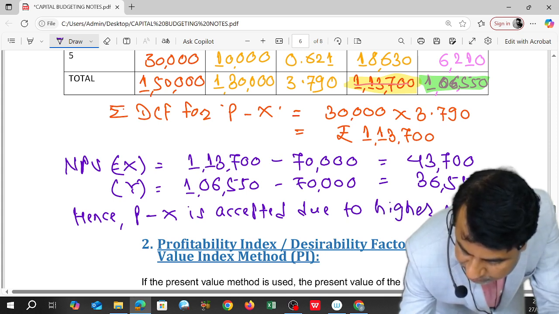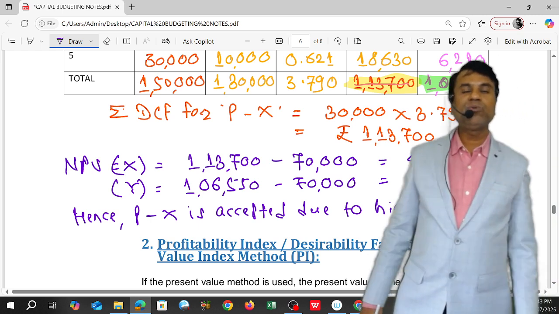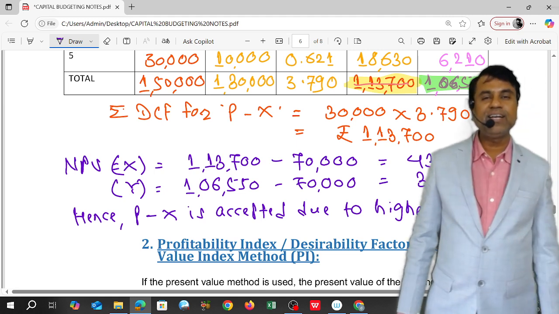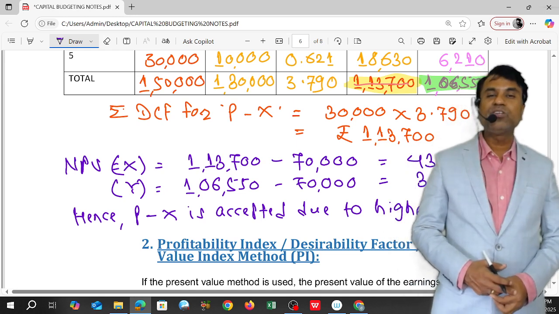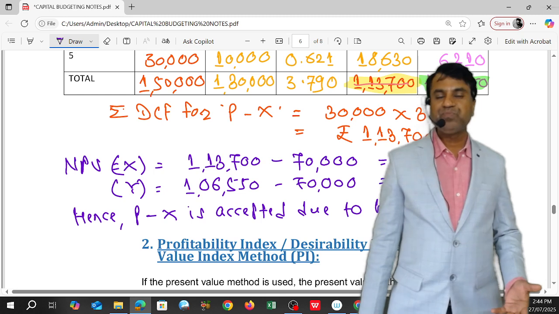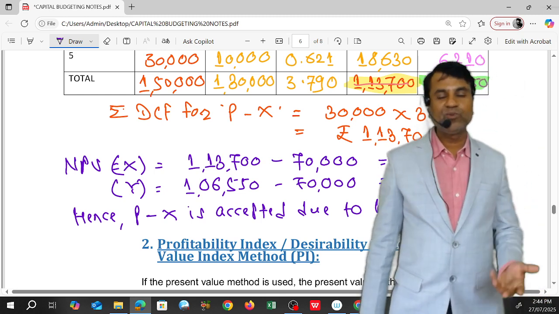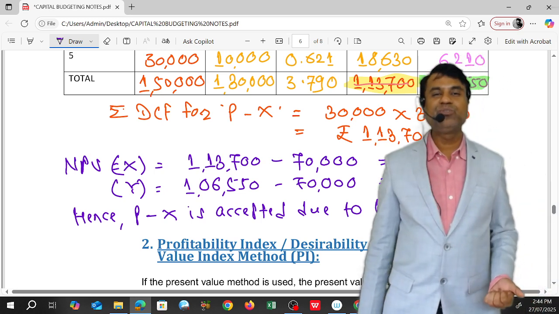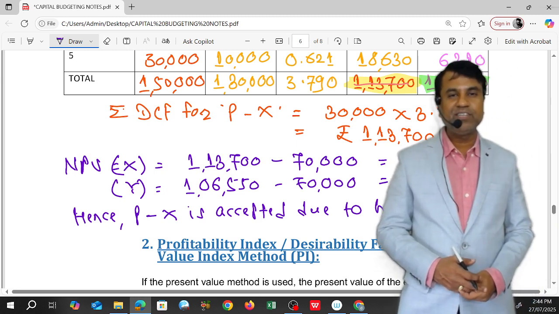Otherwise both are positive, but as we want to accept only one, the one which is going to add more wealth to the shareholders needs to be selected. So project X is selected or accepted due to higher NPV, because project X will add 43,700 to the wealth of the shareholders. So this is how NPV is calculated, my dear. Very easy. You need to first arrive at net cash inflow, that is already given in this question, so the task becomes easy. And second, we just need to calculate the present value of future cash inflow. So the total is coming 113,700 for project X.